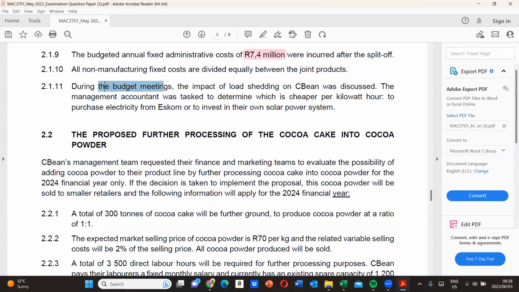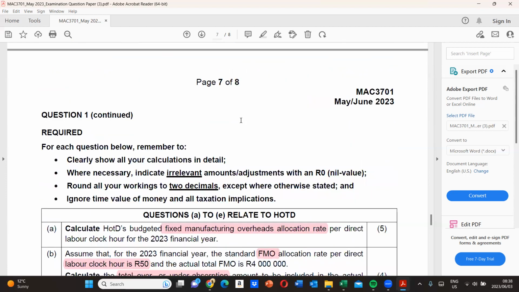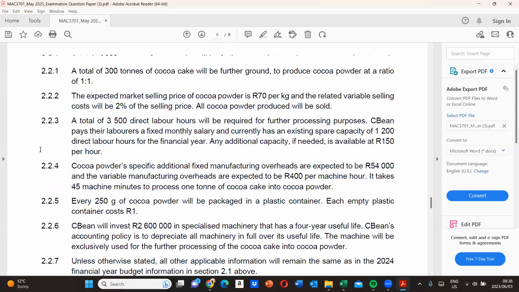During the budget meeting, the impact of load shedding on C-Bean was discussed. The management accountant was tasked to determine which is cheaper per kilowatt hour, to purchase electricity from Eskom or to invest in their own solar power system. I don't think this is round 3, but I doubt we'll look into this.